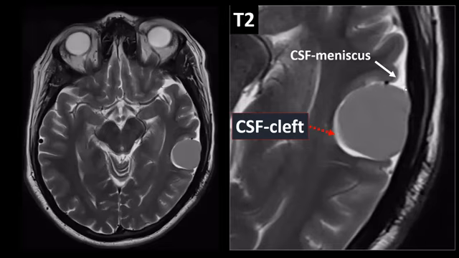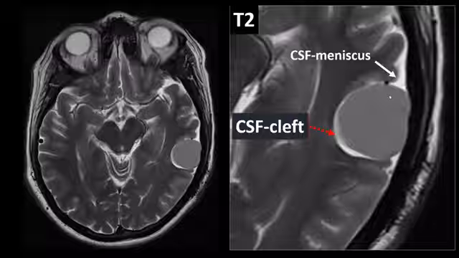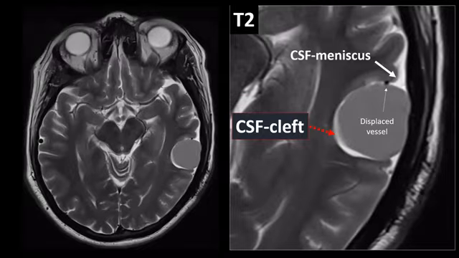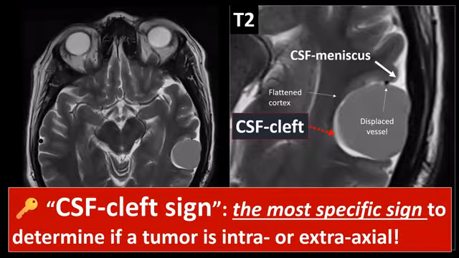Here we see some additional signs, some widening of the CSF space between the tumor and the brain parenchyma. We see a displaced vessel in the CSF cleft, and we see some flattening of the cerebral cortex underneath the tumor. But of all these, the CSF cleft is the most specific sign to determine if a tumor is intra or extraaxial, and this is basically the first thing you have to do when you see a brain tumor. Determine if the tumor is located intra or extraaxially.